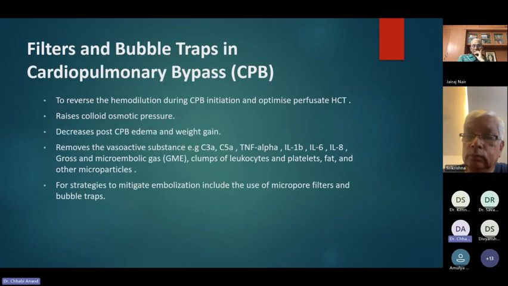Filters and bubble trap in CPB. Filters to reverse the hemodilution: the main use of filtration is to reverse the hemodilution during CPB initiation, optimize perfusate hematocrit, raise colloid osmotic pressure, decrease post-CPB edema and weight gain, and remove vasoactive substances, that is complement system components like C3a, C5a, TNF alpha, interleukin 1B, interleukin 6, interleukin 8, gross and microembolic gas, clumps of leukocytes and platelets, fat and other microparticles. Strategies to mitigate embolization also include the use of micropore filters and bubble traps.